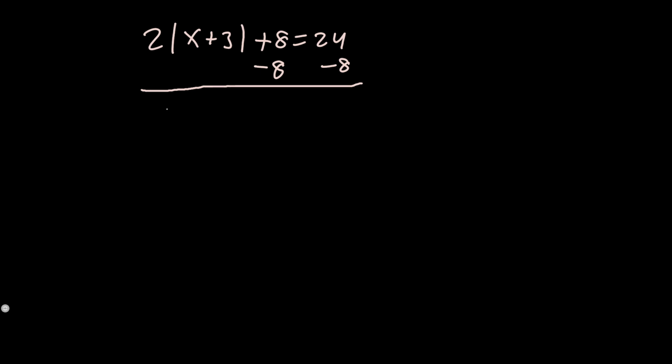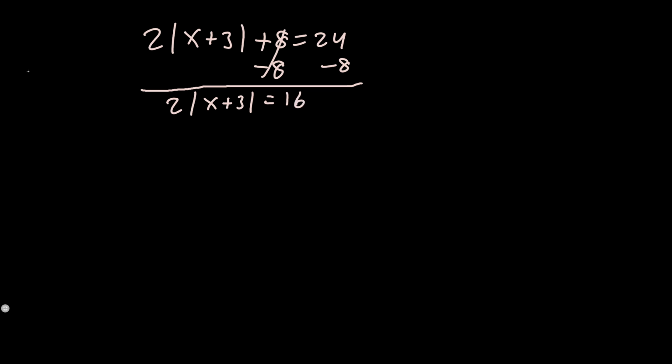Let's go ahead and look at 2 times the absolute value of x plus 3 plus 8 is equal to 24. So the first thing we want to do is subtract 8 from both sides of the equation, so that we end up with 2 times the absolute value of x plus 3, and 8 minus 8 is 0, so that cancels out, and it is equal to 24 minus 8, which is 16.